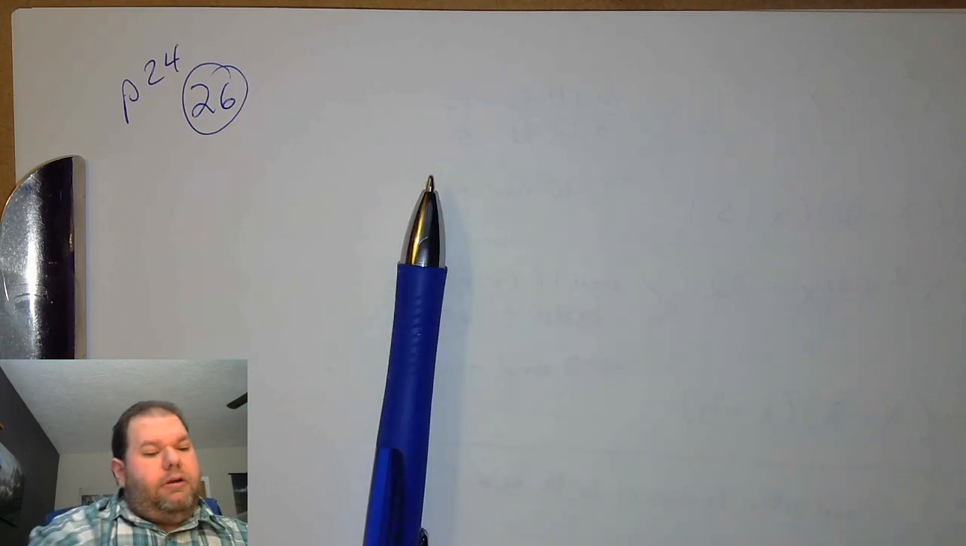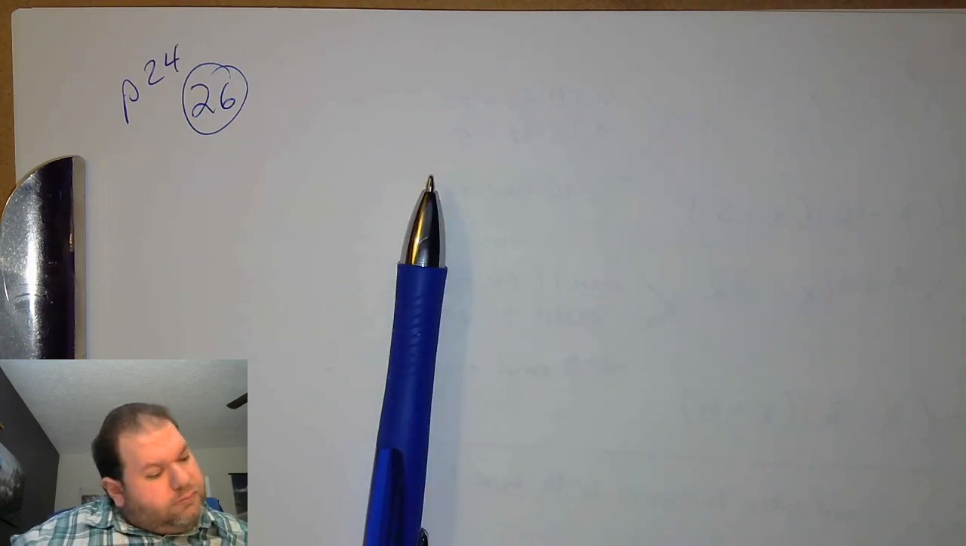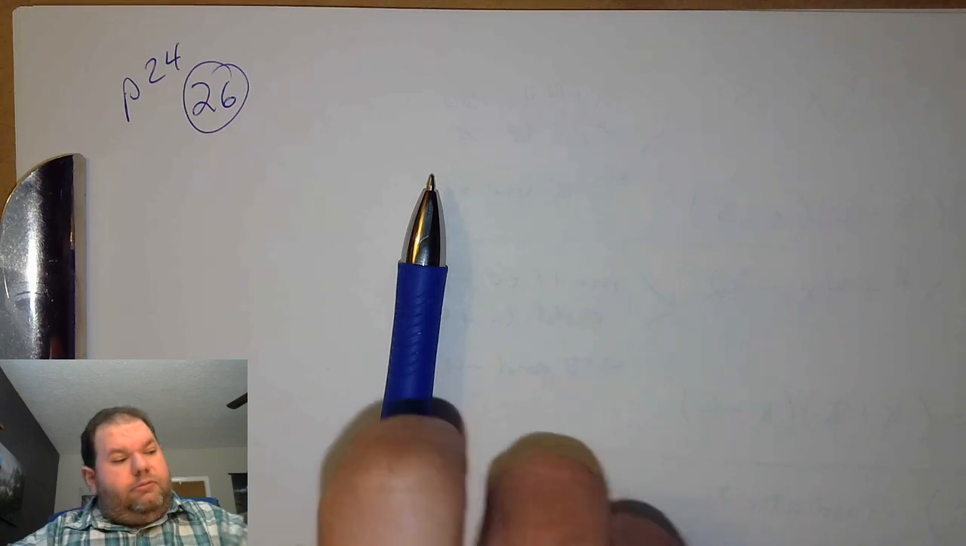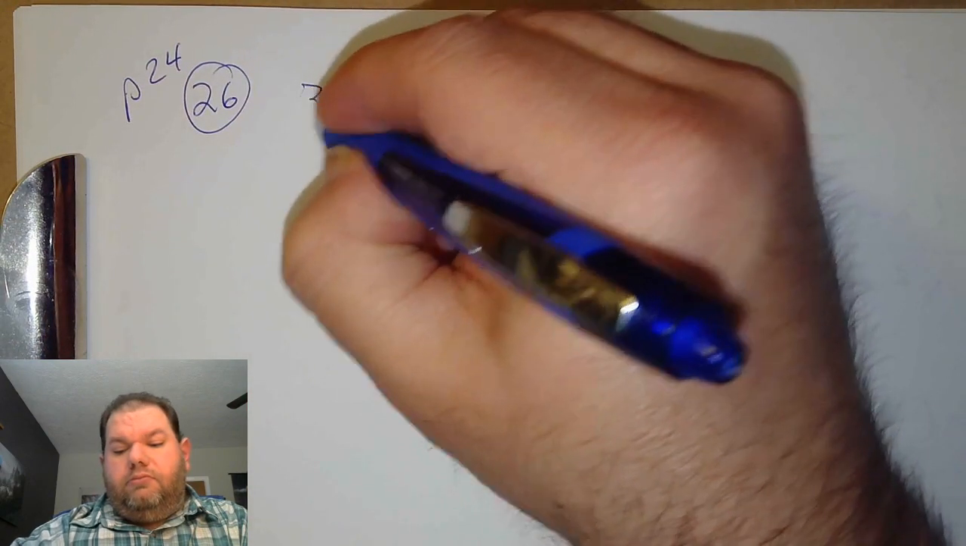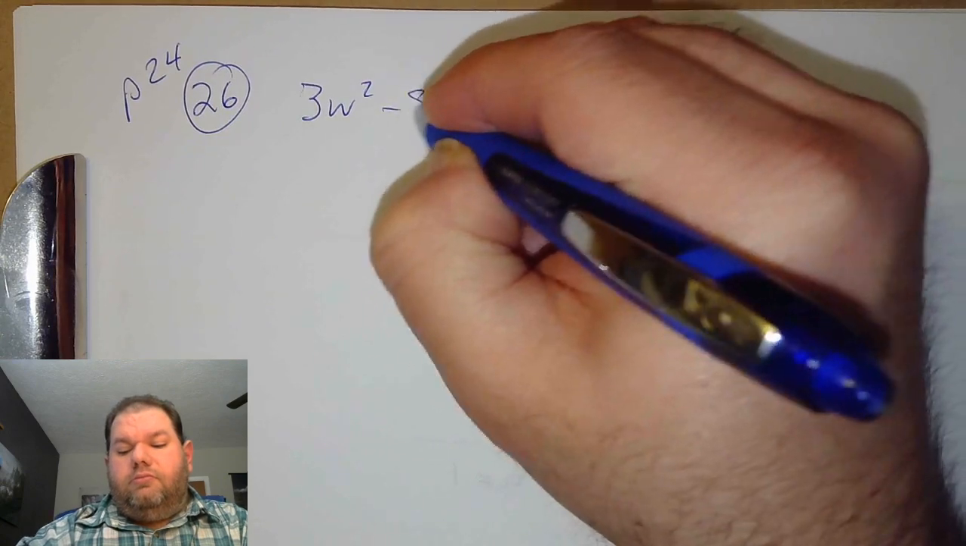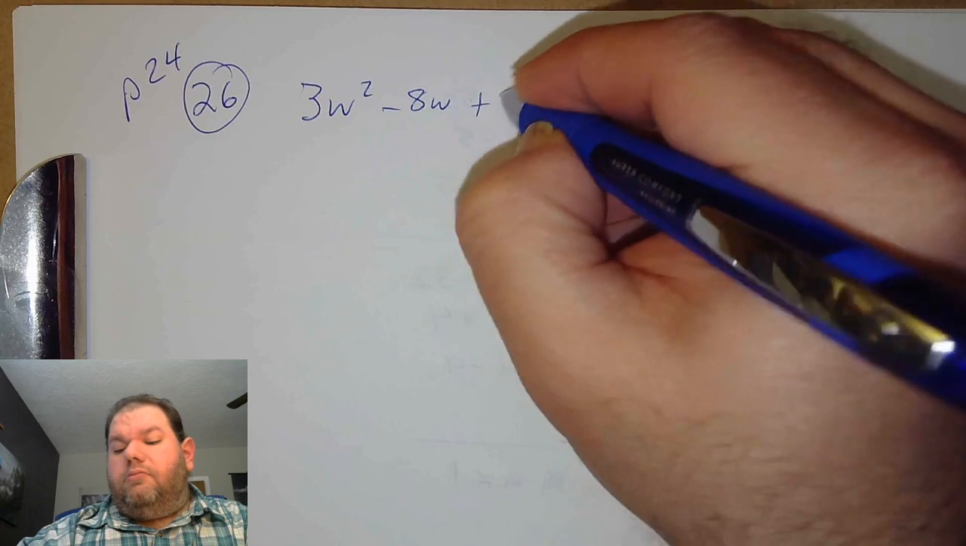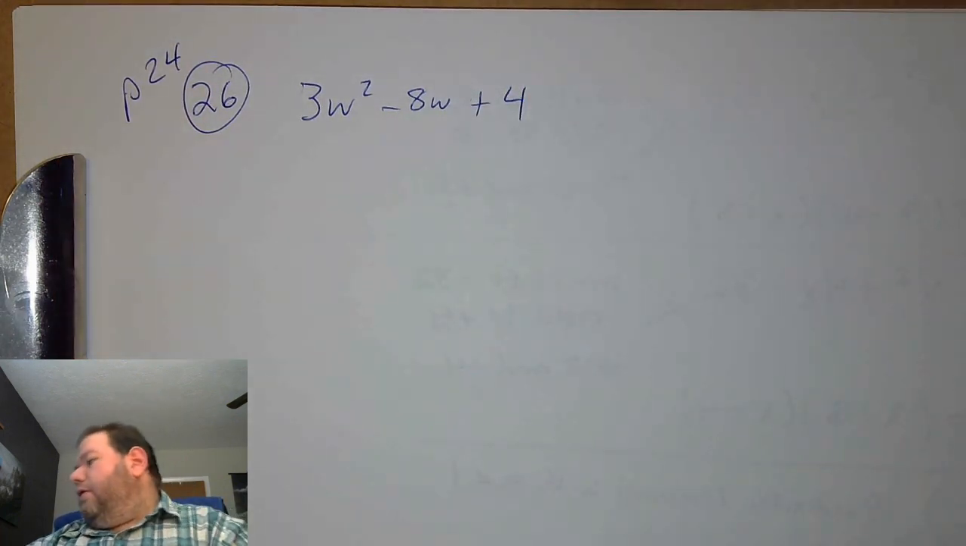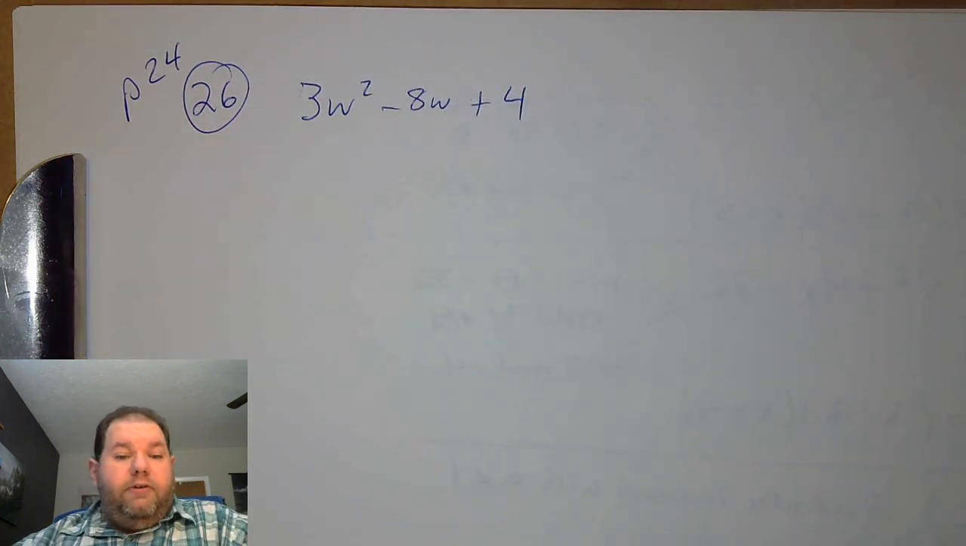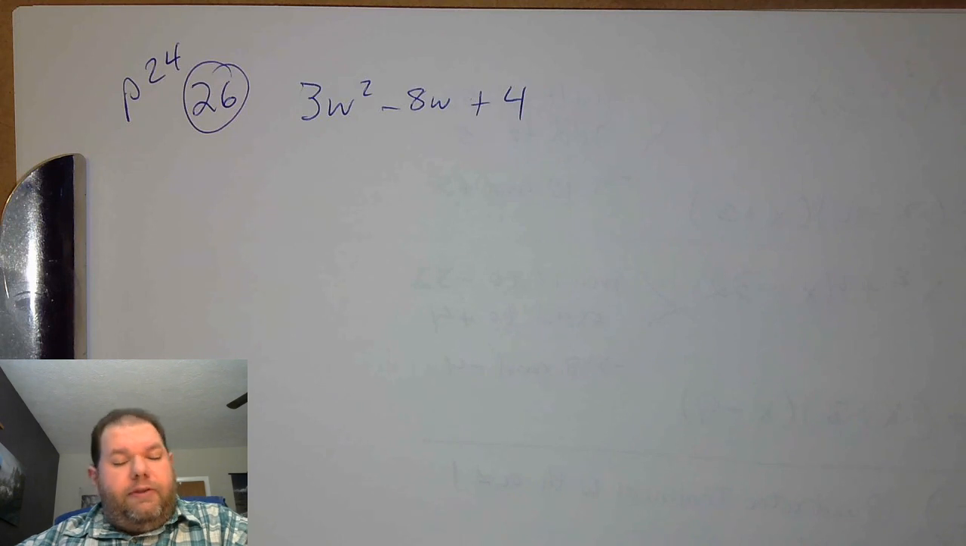What is that, a U? Or W? W, okay. 3w squared minus 8 times w plus 4. Notice they're using w here instead of x, but that doesn't really change anything. We just want to make sure we stay consistent with the variable that they give us.